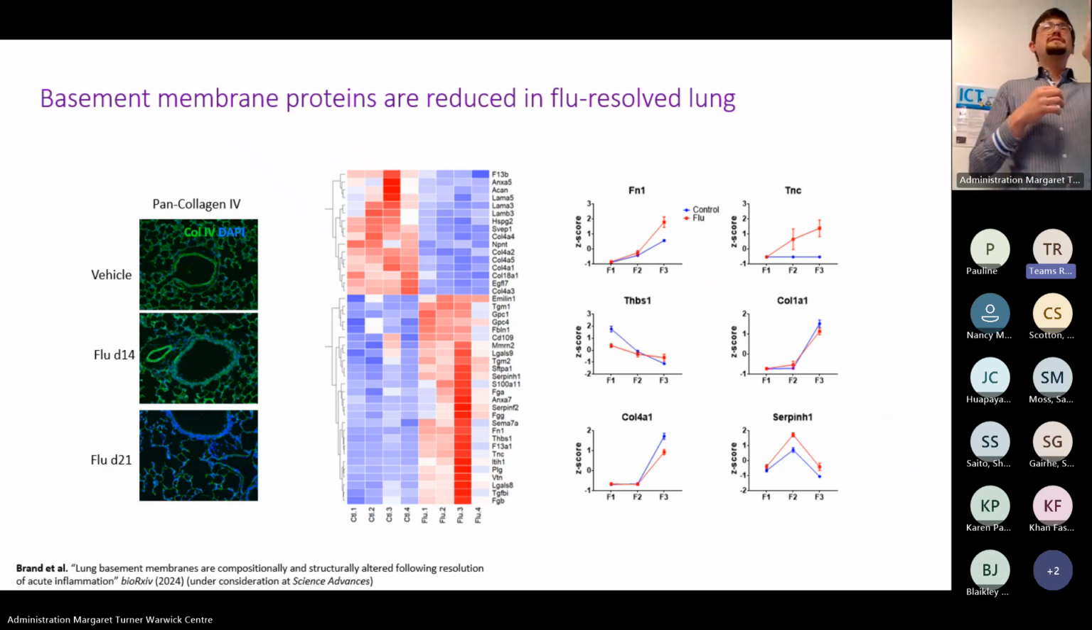And so by looking at the different fractions, we could look at whether the solubility of those proteins is impacted in the disease. And what we found was that quite a few of those glycoproteins in particular, the solubility of those proteins changed in flu and post-flu versus the control. And so we were able to tell the solubility and therefore the stiffness and the cross-linking, how integrated they are within their networks, that seems to be quite different in post-flu versus control.